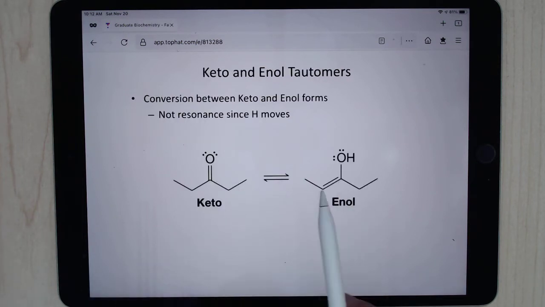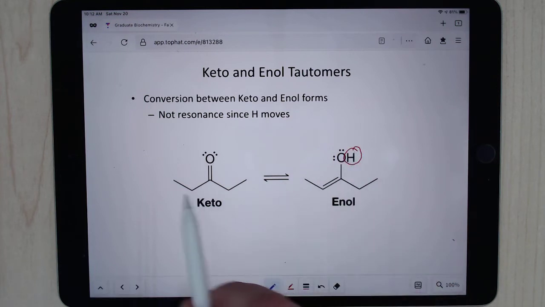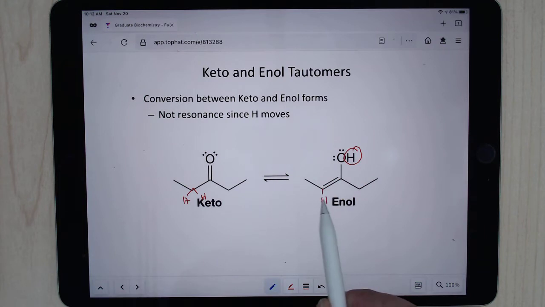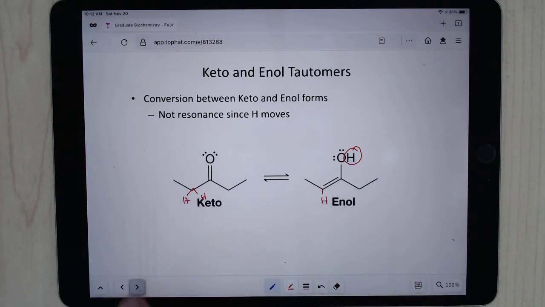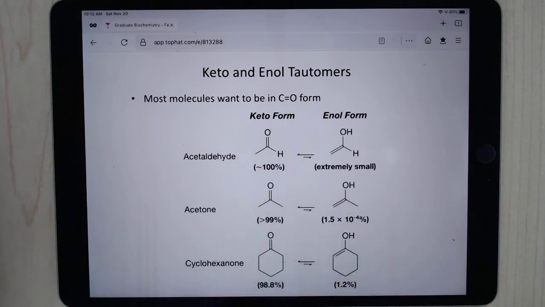Okay, again, it's not a resonance structure because notice how that hydrogen moves from here to there. Now, for the most part, for most C double bond O's, okay, most aldehydes and ketones, it's going to want to be in that keto form. Okay, acetaldehyde, acetone, right? Much less than 1% is going to be in this form. Same thing goes with something like cyclohexanone. You're only looking at 1% of it in this form, with 99% still going to be in the keto form.